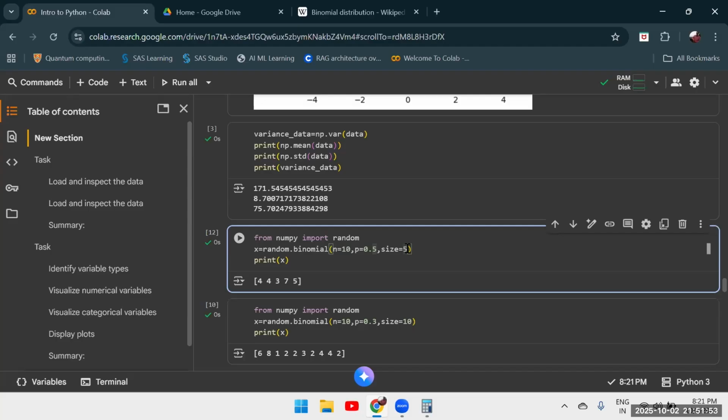But n equal to, sir? N is what? Number of times. Sashi, what did I say for N? Number of times we tossed. So if you toss a coin 10 times with a probability of 0.5, and the size is between 0 and 5, these are the numbers that we get.